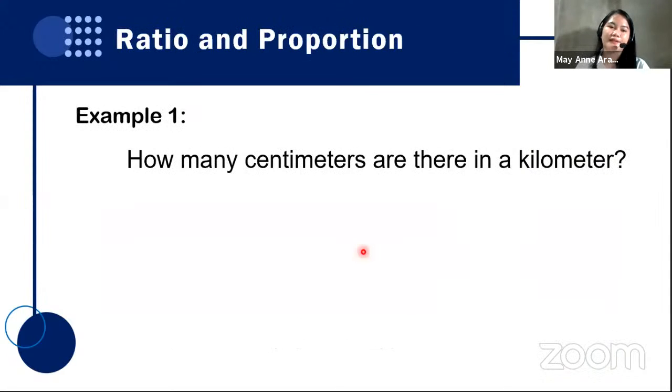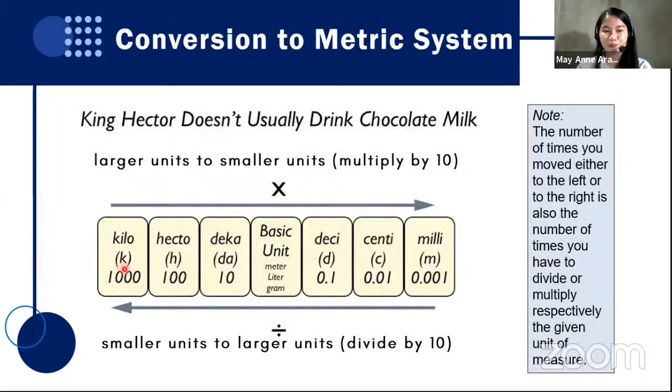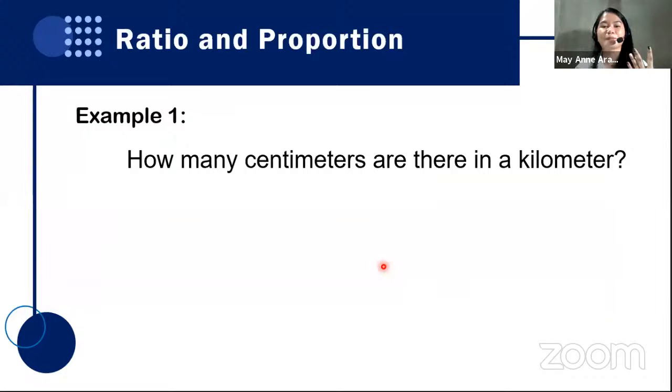Okay, let's add an example. How many centimeters are there in a kilometer? We need to convert kilometer to centimeters. This is from a larger unit to a smaller unit, so let us go back to the diagram. How many places away are they? We have here kilo: 1, 2, 3, 4, 5. Without the diagram, you can recite King Hector doesn't usually drink chocolate. The C stands for centi, so you have 5. So you need to move 5 decimal places to the right.